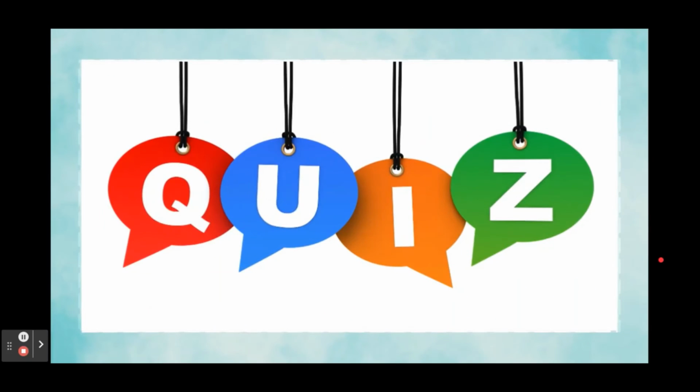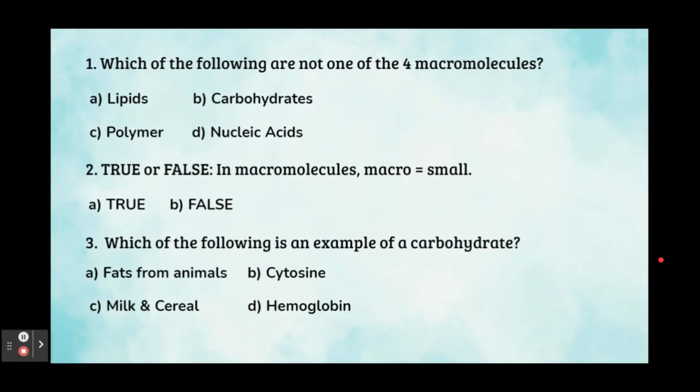And now just a little mini quiz. Question 1, which of the following are not one of the 4 macromolecules? The answer is C, polymer. Polymer is when we have many molecules joined together, but it's not a macromolecule.